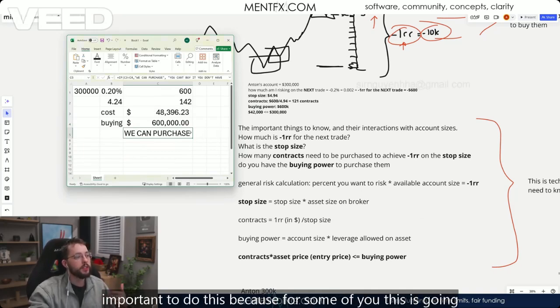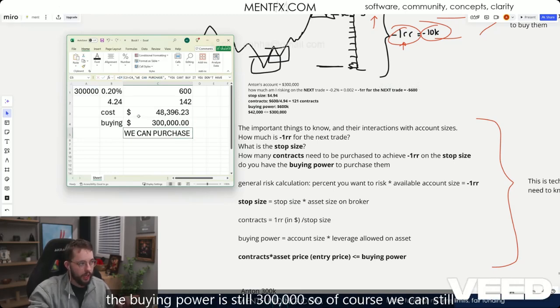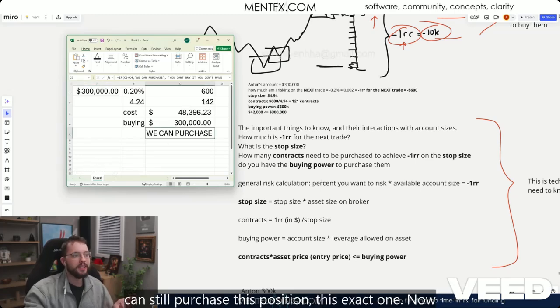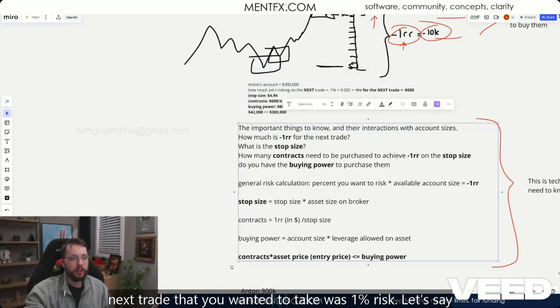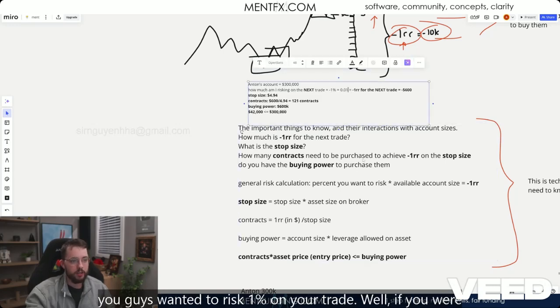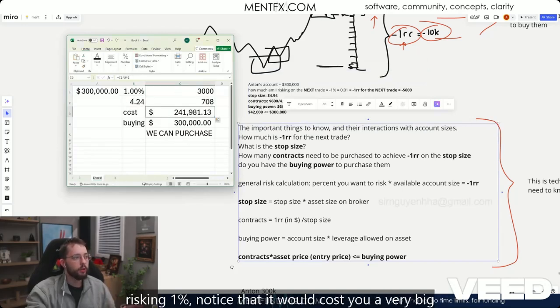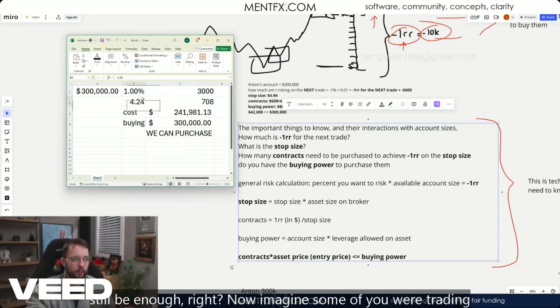Now, it's important to do this because for some of you, this is going to be very different. Imagine your leverage was 1. Now, again, the buying power is still 300,000. So, of course, we can still purchase it. We still have 300,000 buying power. We can still purchase this exact position. Now, imagine the next trade that you wanted to take was 1% risk. Let's say you guys wanted to risk 1% on your trade. Well, if you were risking 1%, notice that it would cost you a very big percentage of your buying power, but theoretically, it would still be enough.